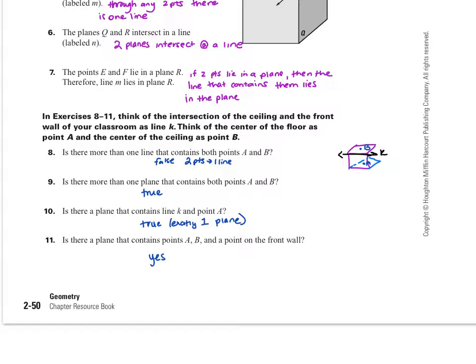Okay, false, 2 points, 1 line. Is there more than 1 plane that contains both A and B? Yes, they are collinear points, so there's an infinite amount of planes that contain them. 10, is there a plane that contains K and A? Yep, there's exactly 1 plane. That would be a line and a point not on that line, which is 3 non-collinear points. And 11, is there a plane that contains A and B and the front wall? Yes, okay? So it could be a plane that goes straight from here down and over, right? It's going to contain all that stuff.